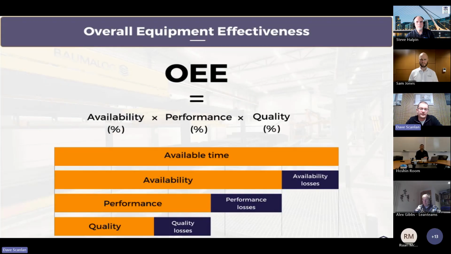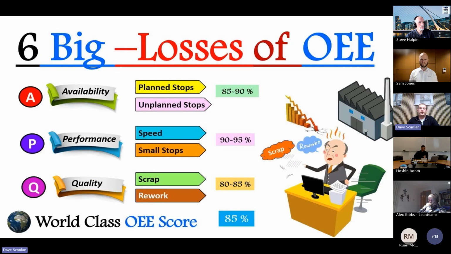And then of the product that you have made, you will have good quality and bad quality. So you will have quality losses. So that gives us availability by performance by quality, and that is your OEE figure. So it's really only a measure of 3 things: your availability, how well you performed when you were available to run, and how much good quality product came out of that performance. So those 3 things can be whittled down to 6 big losses, they're called.